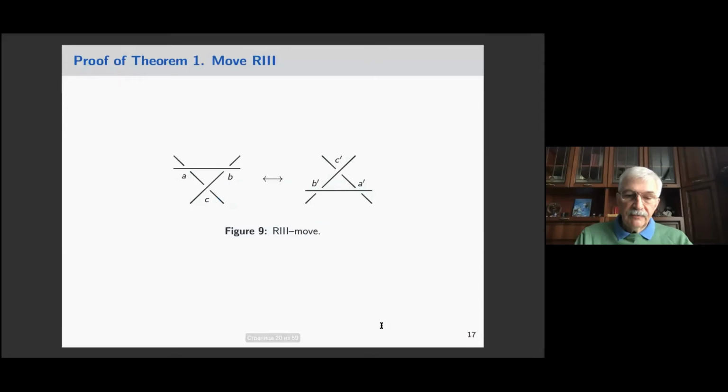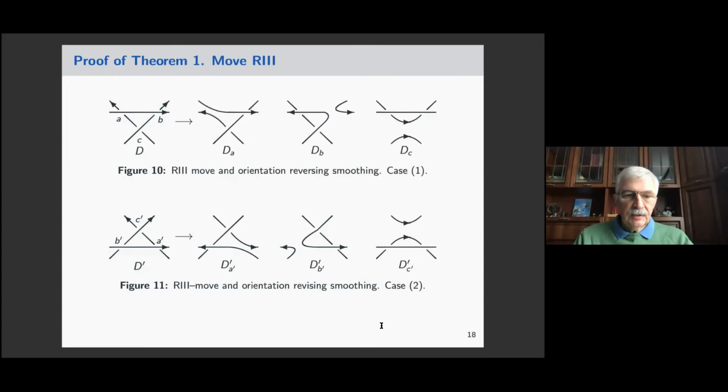And similarly with Reidemeister move number three. Generally it looks like this, but we should check orientation cases. One of the cases is shown in this slide. We have the local picture in figure 10, which is before the Reidemeister move, and after the move you have figure 11. You have three crossing points in each case denoted by A, B, C, and starting from diagram D, you see a new diagram which corresponds to smoothing at point A, at point B, and at point C.